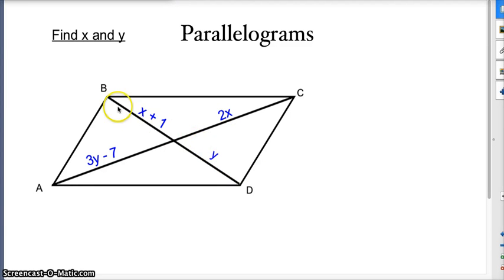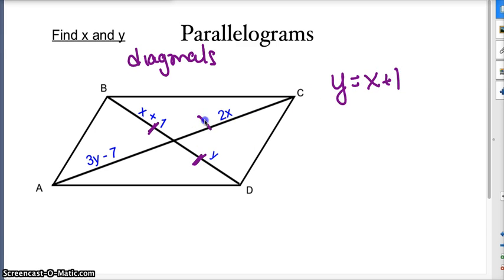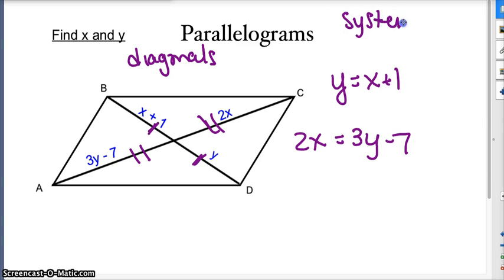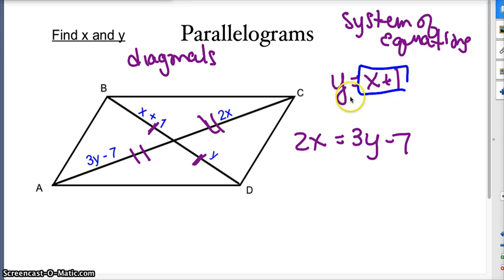What are these things? From B to D, from A to C, these are diagonals. And we know that the diagonals of a parallelogram cut each other in half. So that means y equals x plus 1, and it cuts each other in half the other way. So that means 2x equals 3y minus 7. This is referred to as a system of equations. Because it's 2 equations with 2 variables, this is an Algebra 1 concept, you solve it by substitution.